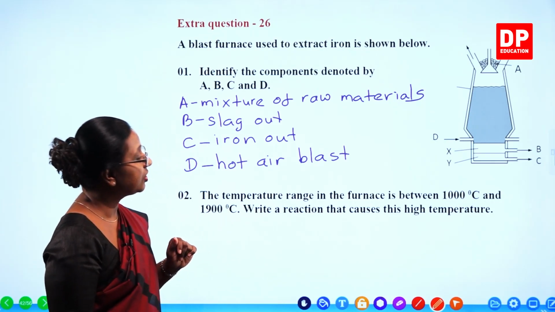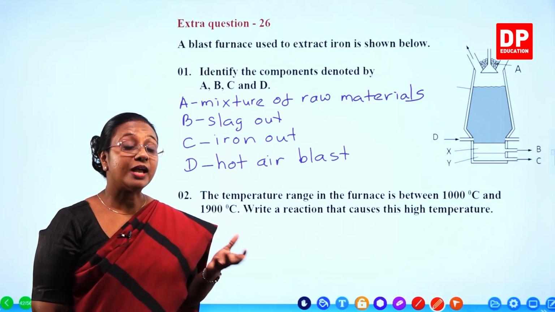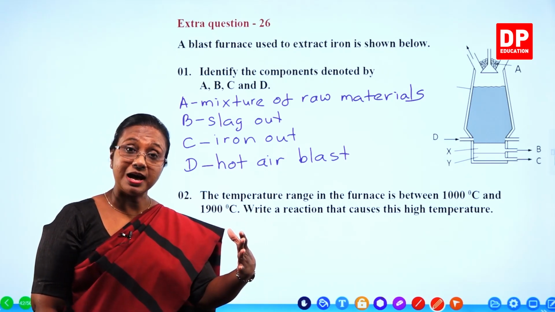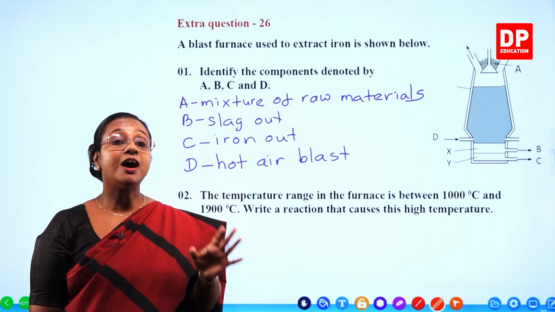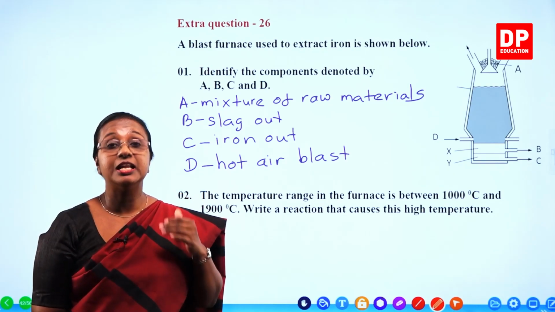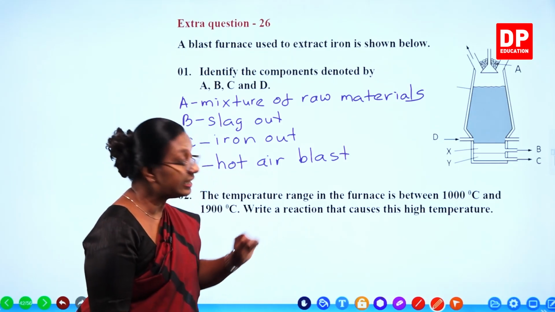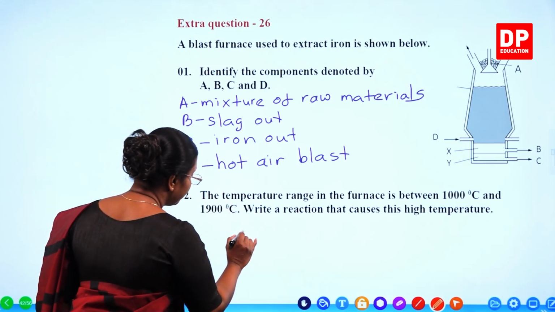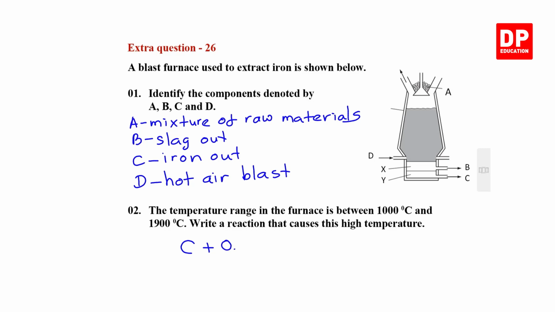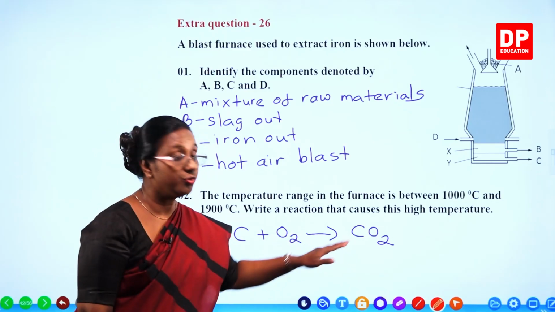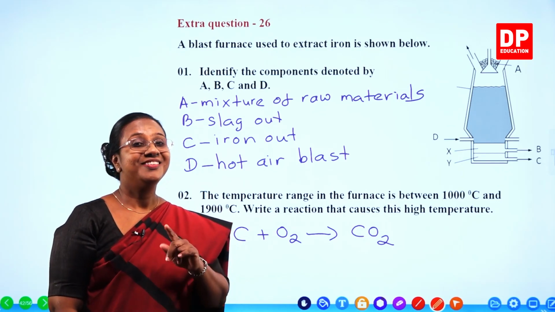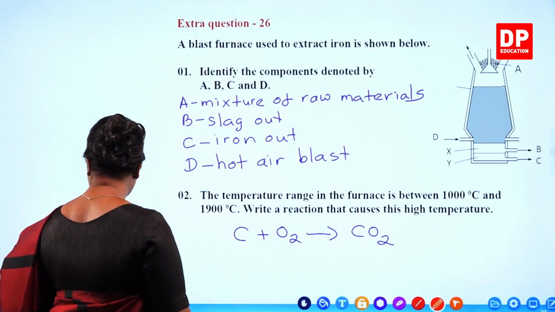Write a reaction that causes this high temperature. You can remember students one thing, hot air blast. But in addition to that, when carbon coke burns with oxygen, it releases a lot of heat energy. So they want you to write the reaction. So the reaction between coke and oxygen forming carbon dioxide. This produces or releases a large amount of heat energy. That is what you need to write here. With that, students, we'll move on to the next slide.